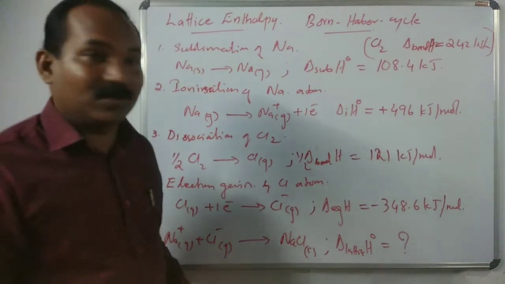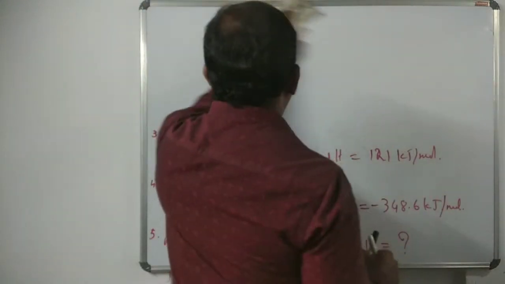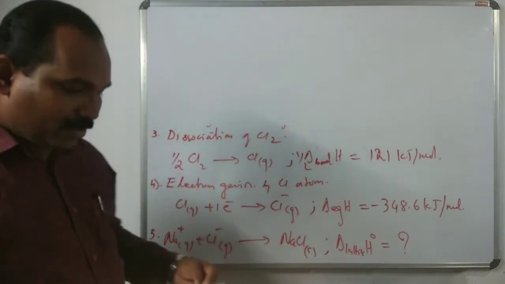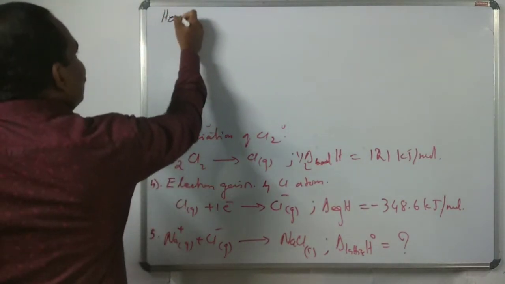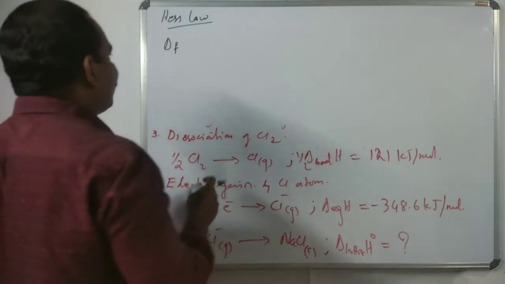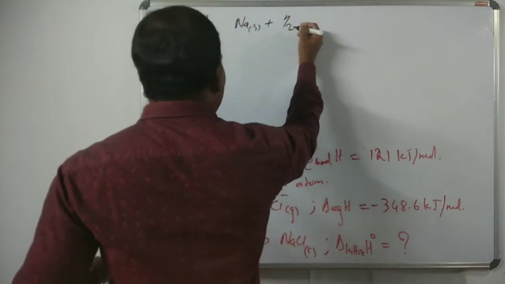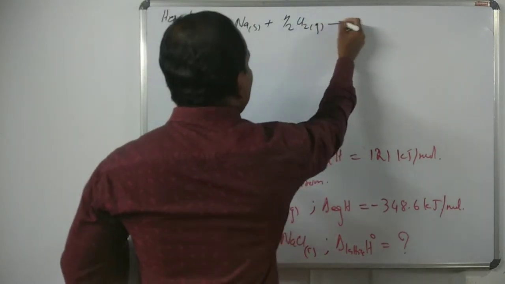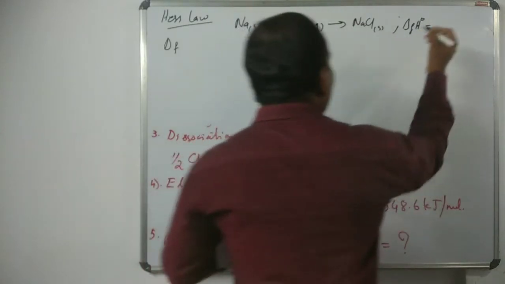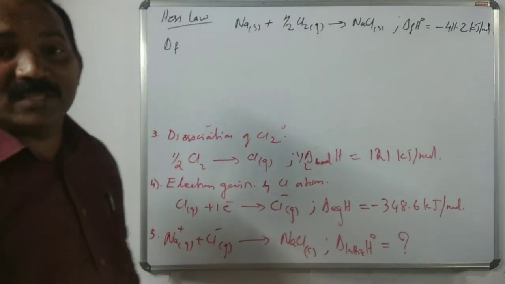Then according to Hess law, we can write that. I just erased 2 or 3 steps to complete the problem. First step is sublimation of sodium. Second step is ionization of sodium. Third is dissociation. Then according to Hess law, the formation enthalpy of NaCl: Na solid plus half Cl2 gas gives NaCl solid. The formation enthalpy is equal to minus 411.2 kilojoule per mole, as the reaction takes place in a single step.